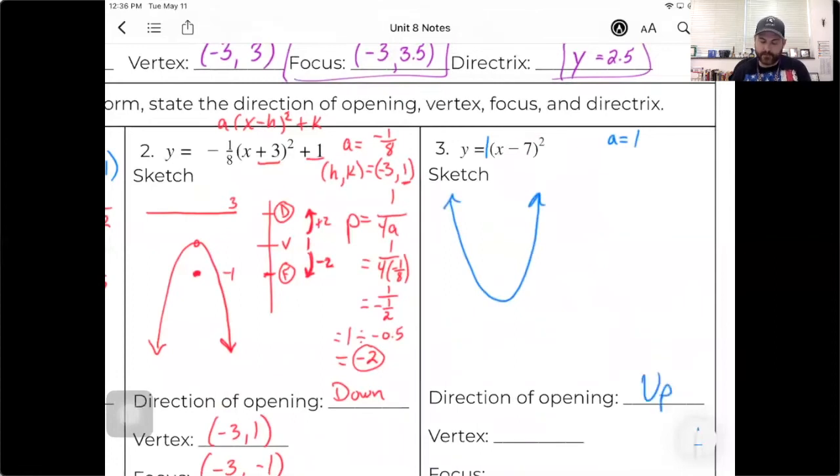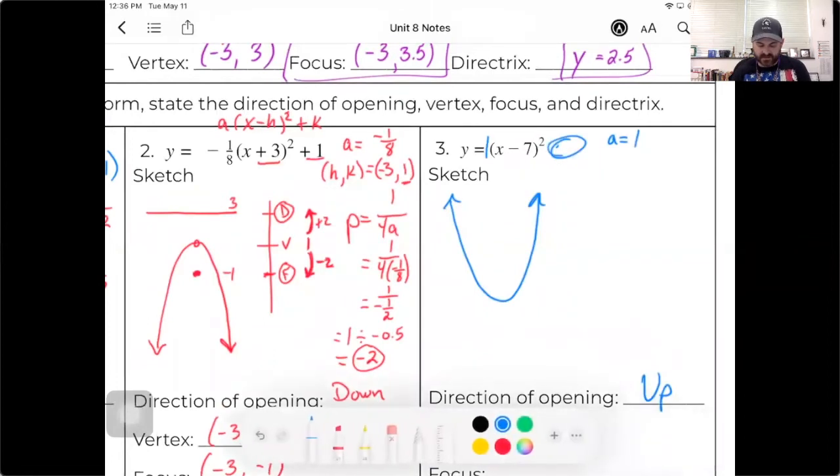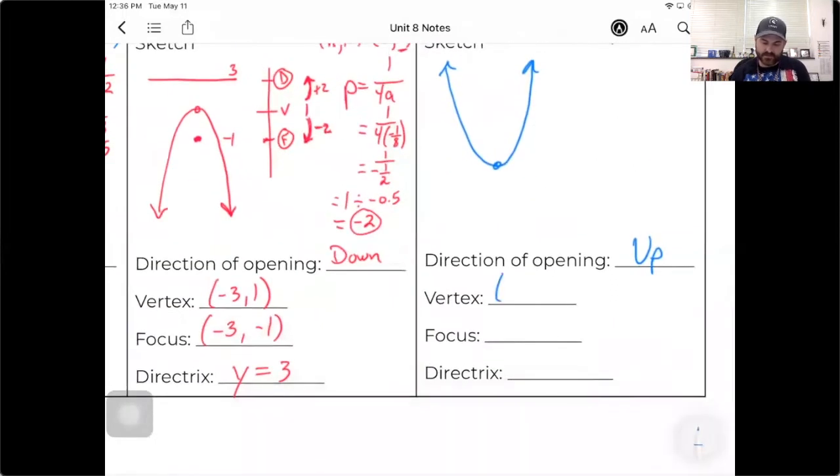All right, but there's also nothing after the parentheses. It looks like there's no plus k. It's like there's +0. Well, that means the k value, h comma k, gives me a k value of 0. Now the x value here is still the opposite of what you see here. So instead of -7, it's just +7. Okay, so that's my vertex. Vertex is the point 7, 0.